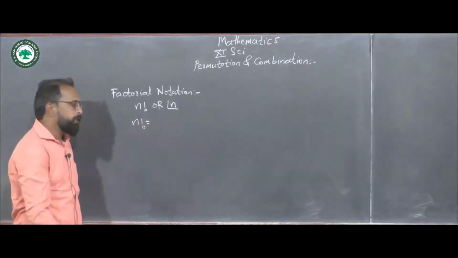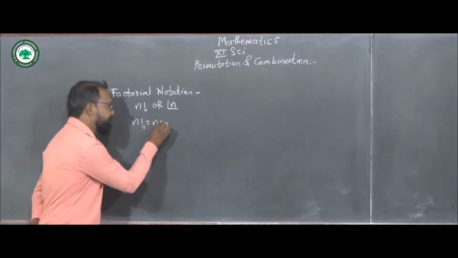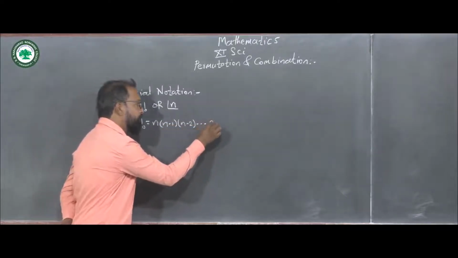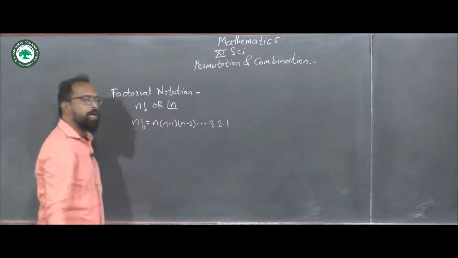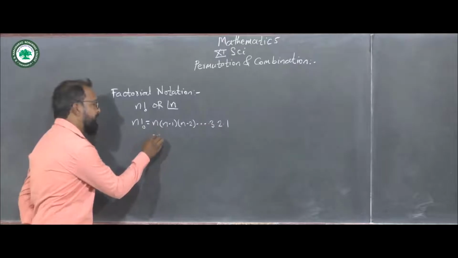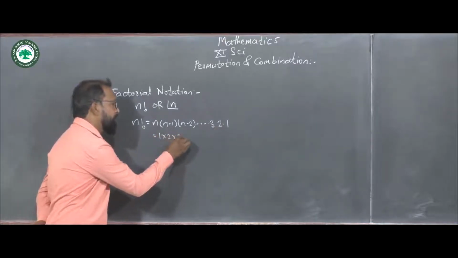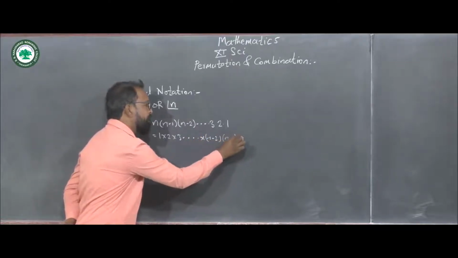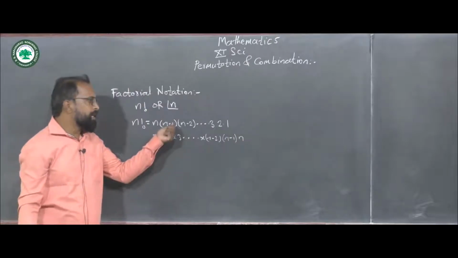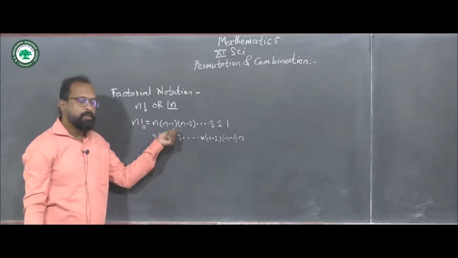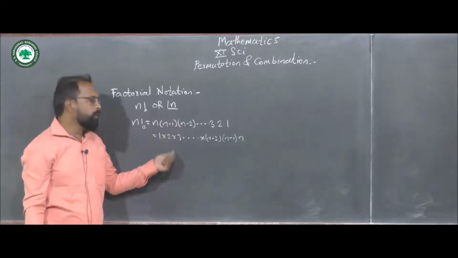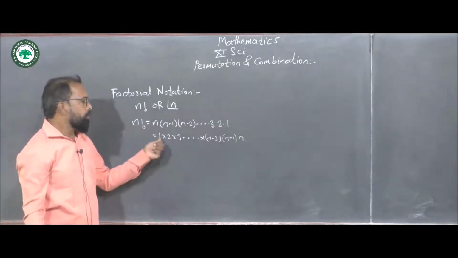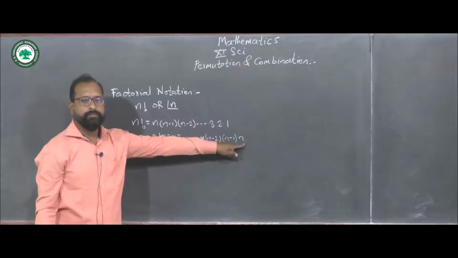So this n factorial can be written as n into n minus 1 into n minus 2 and so on into 3 into 2 and into 1. Or one can write it as 1 into 2 into 3 and so on into n minus 2 into n minus 1 and into n. We know that multiplication is commutative in numbers. So, the n factorial is the product of all natural numbers from 1 to that n.